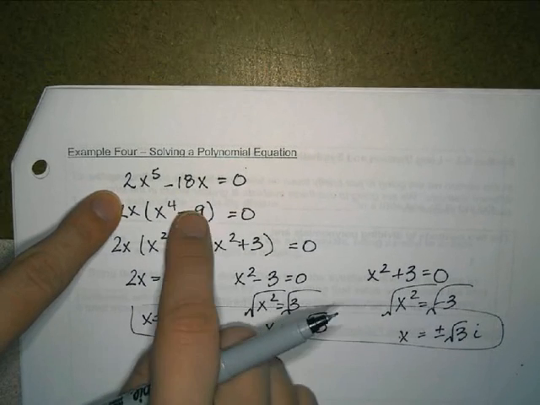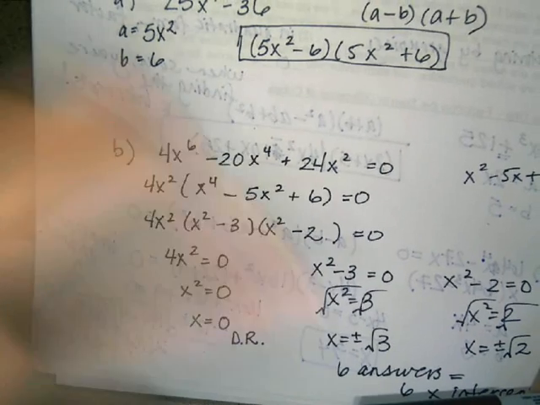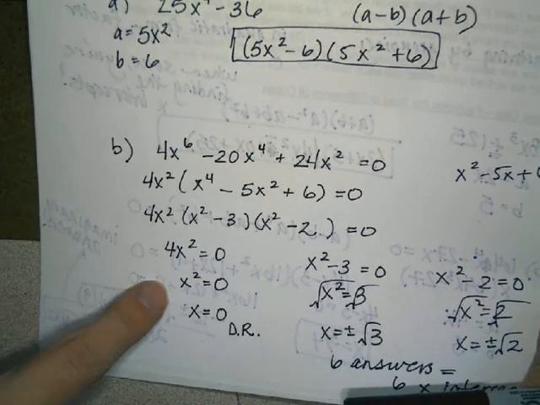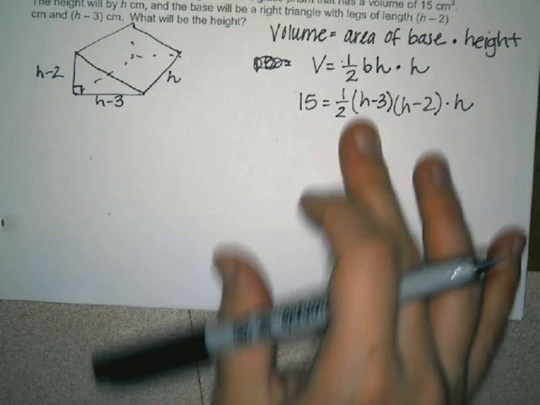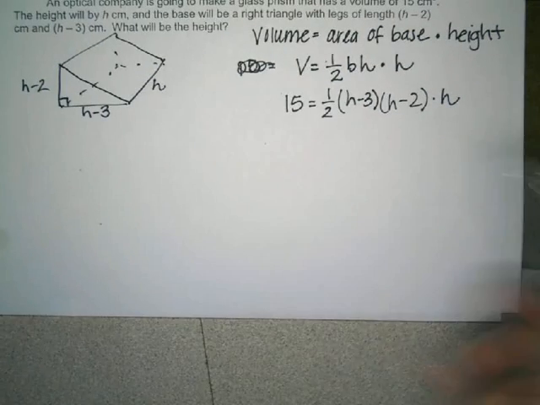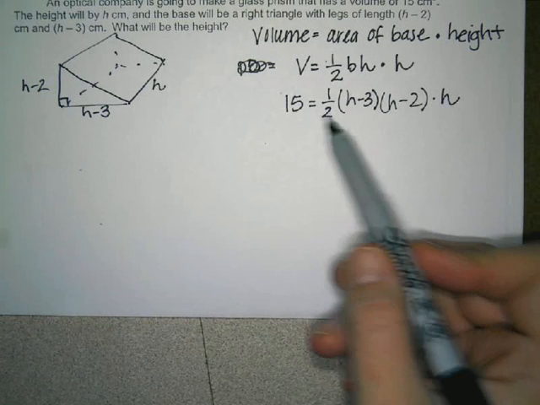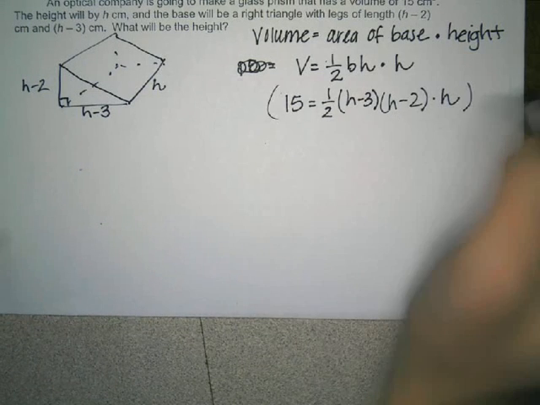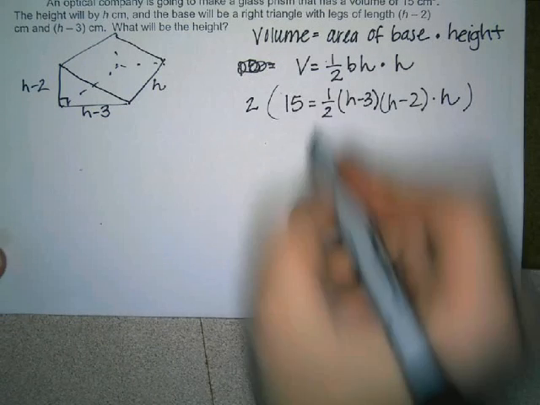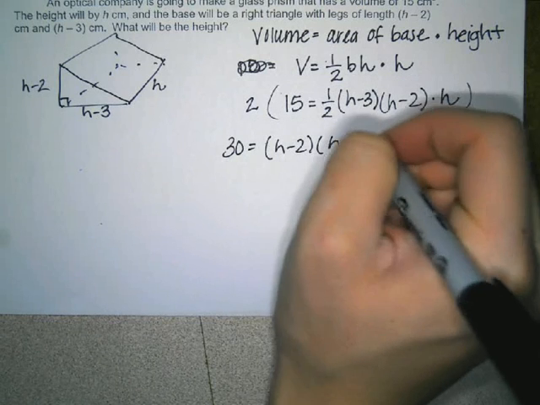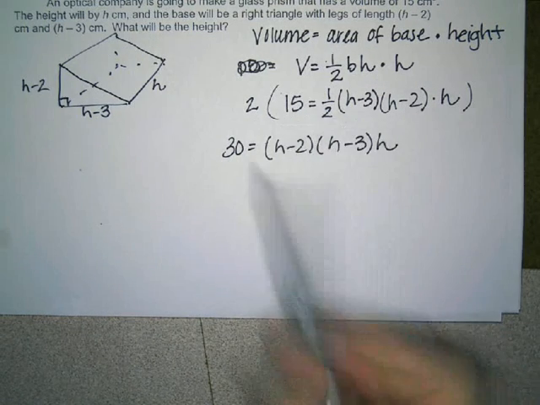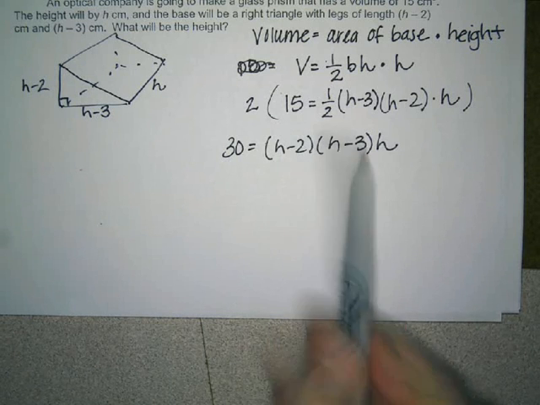Notice that whenever we solve, like for example 4 and example 3, there are no parentheses when you go to start solving. Parentheses don't occur until you start to solve and factor. So I have parentheses here. I have to simplify this and get everything over on one side and get it equal to 0. I really don't like that fraction being there. So what I'm going to do right off the bat is multiply everything by 2, and that'll get rid of my fraction. So I'm going to get 30 equals h minus 2 times h minus 3 times h.